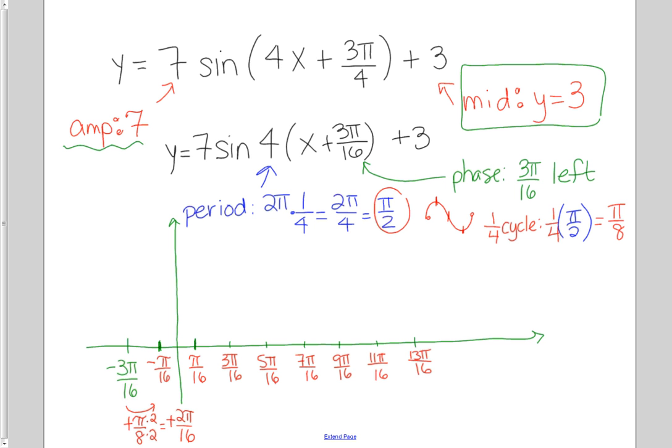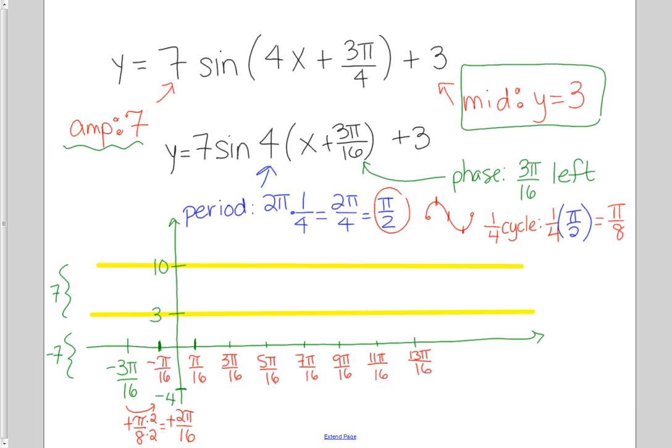So if I put my midline of my graph right here at 3, and I think about going up 7 from there, that would make the height 10 for all of my peak points. I also need to go down 7. If I do 3 minus 7, that puts me at -4, and all of my valleys will be down there at -4. In order to make a nice smooth curve, I like to do some highlighter lines or a light pencil line to indicate where all of these heights were.